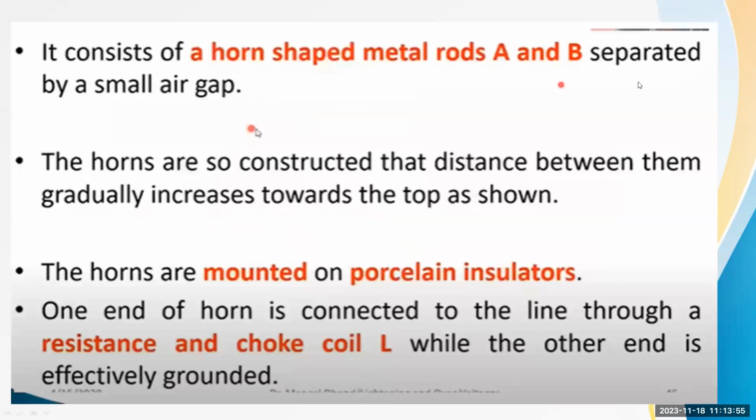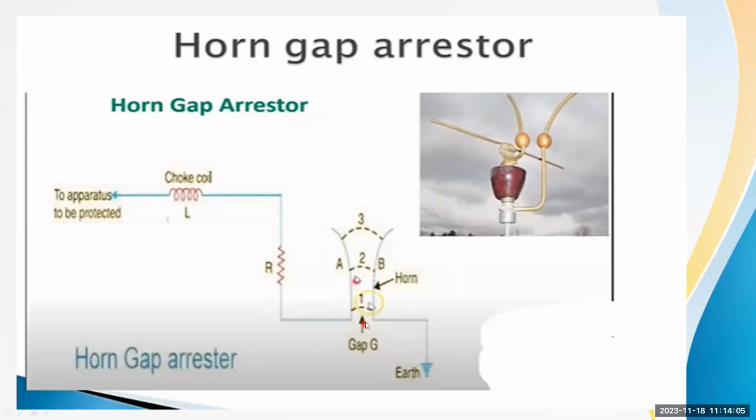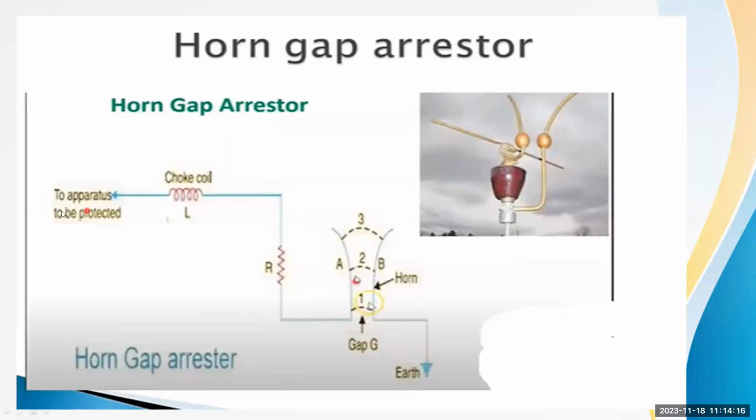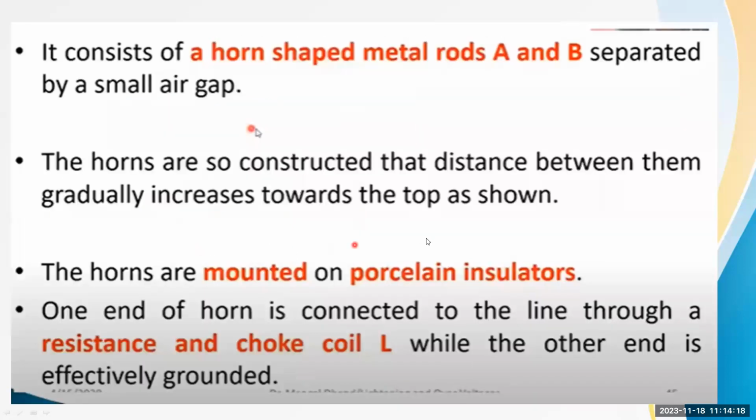The separating gap is very small at the bottom. The horns are so constructed that the distance between them gradually increases towards the top. And then the horns are mounted on a porcelain insulator, like this. This is any type of insulator connected like this.